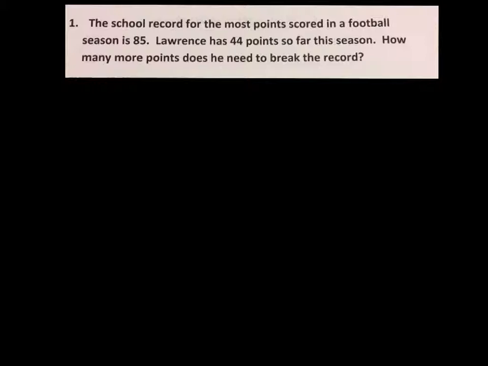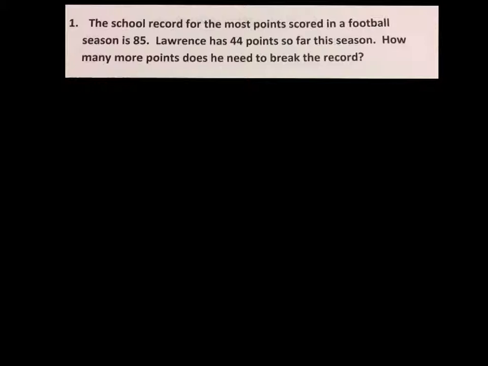Let's go ahead. We've got 4 of these to do on one-step inequalities, and then you have some practice to work on. Number 1 says, the school record for the most points scored in a football season is 85. Lawrence has 44 points so far this season. How many more points does he need to break the record?